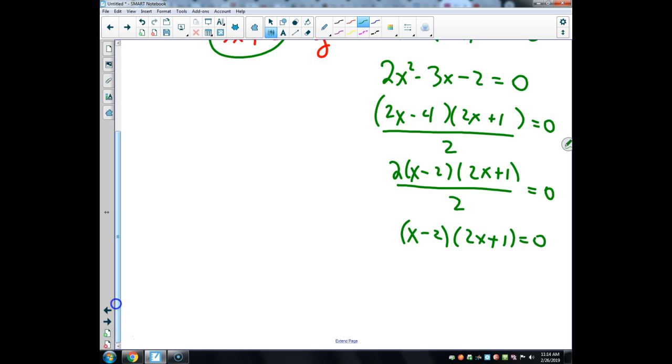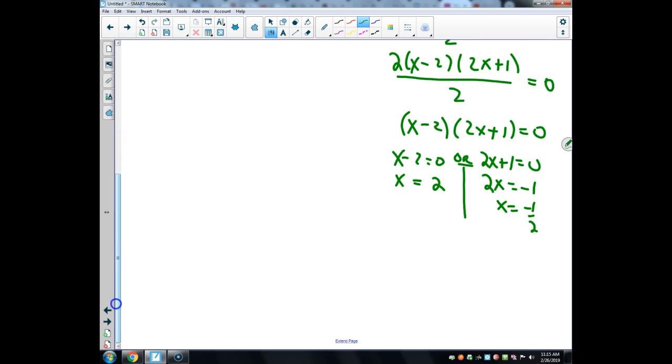And what does that mean? Well, x minus 2 is 0, or 2x plus 1 is 0. So x is therefore 2, or 2x is negative 1, making x equal to negative 1/2. Now what we're looking for is points of intersection, so you're not done. You've got to get the y value here and the y value here, right? Well, how do you do that?